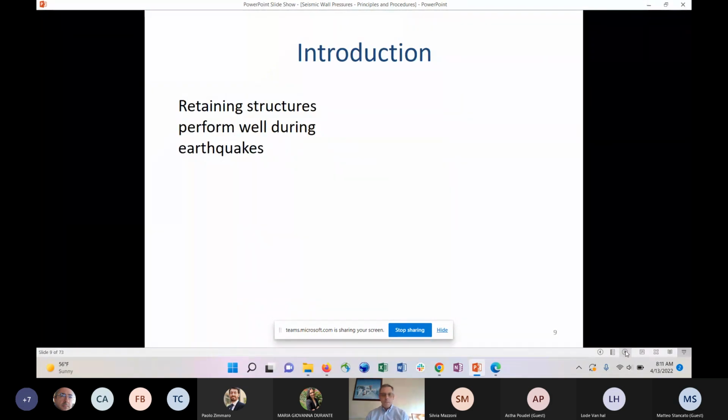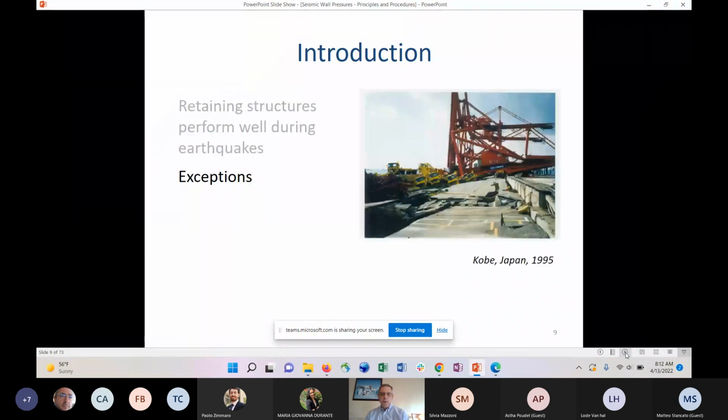So by way of introduction, it's important to begin by acknowledging the fact that for the most part, retaining structures perform well during earthquakes, even retaining structures that have only been designed for static lateral loads, like from active earth pressures, for example, which was very common in the US for a number of years to not include a seismic increment. But there are exceptions.